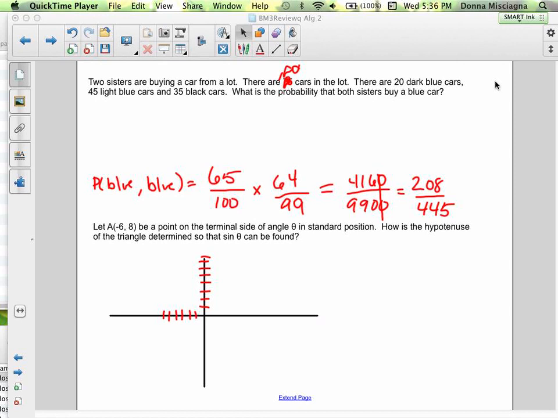And so now let's look at trig ratios and trig graphs, and these questions are specific to help you review for the benchmark.